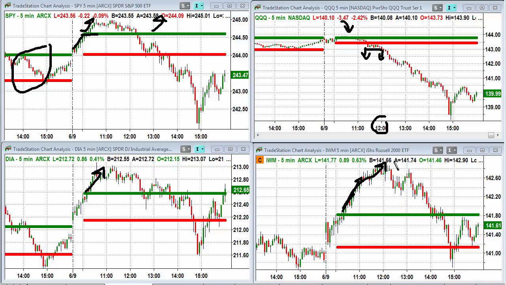Now, I was actually focused on the IWM because as per the training last night, I bought the IWM breakout today. That's the one I expected to be the strongest. And so I'm long the IWM.